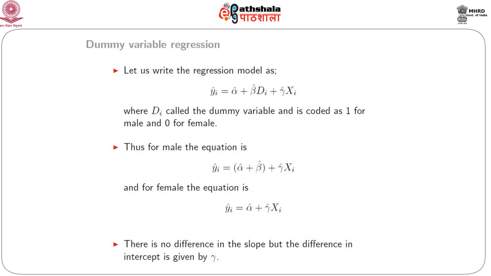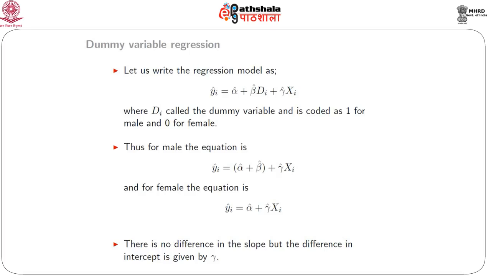So, in our example, we will code the dummy variable D as 0 for female and 1 for male. So, let us now write down the regression model in terms of our continuous predictor variable xi and the dummy variable di. So, the model is given by yi hat equals alpha hat plus beta hat di plus gamma hat xi, where di is the dummy variable which is 1 for male and 0 for female. Thus, for male, when d equals 1, the equation stands as yi hat equals alpha hat plus beta hat. This is our intercept term, and we have the slope term given by gamma hat times xi.